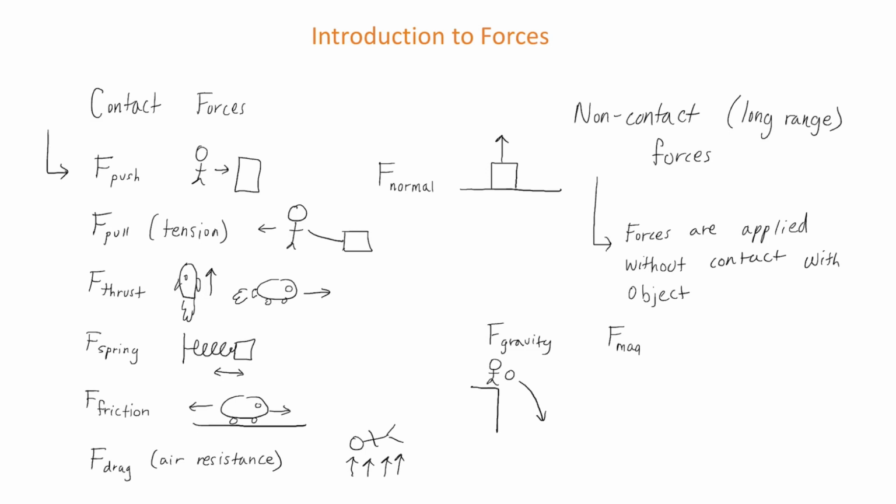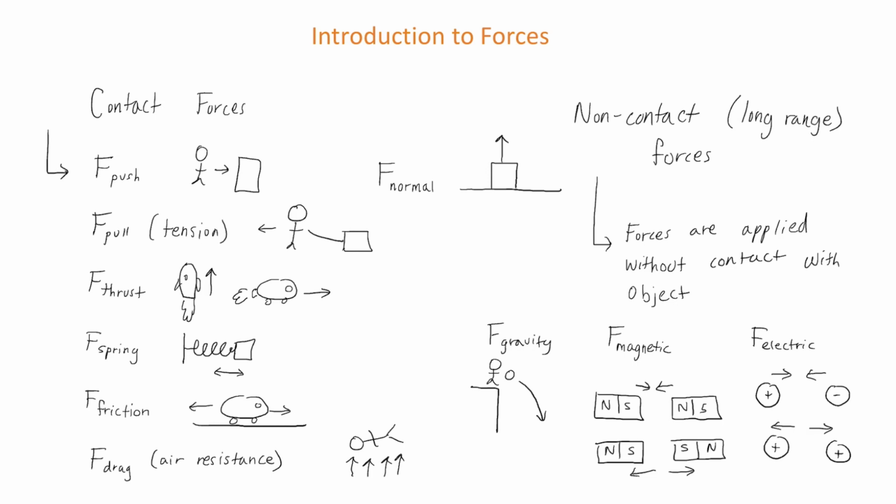We also have the magnetic force. So we know if we bring two magnets together, they will either repel or attract. So we can either have a repulsive or an attractive force. And then we have the electric force, which is the force between charged objects. And we know opposite charges attract and like charges repel.